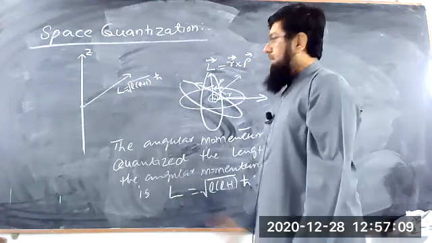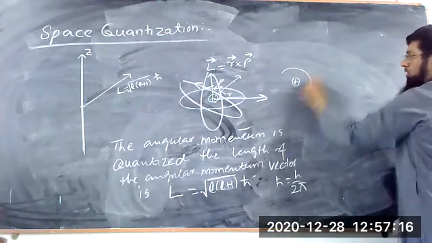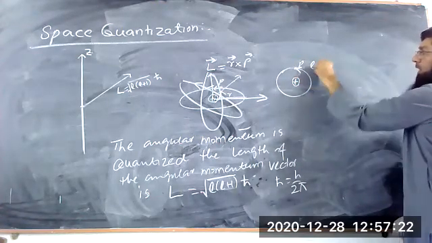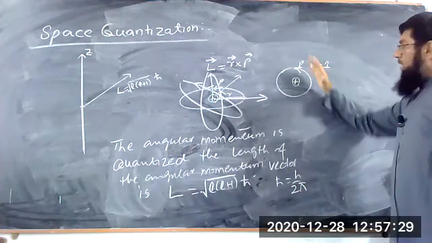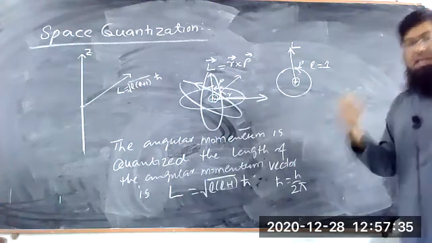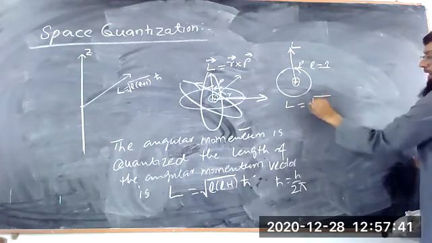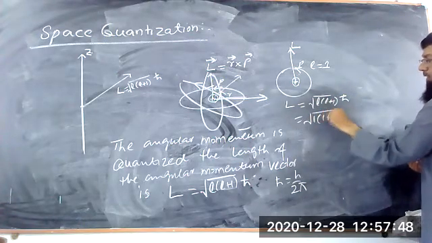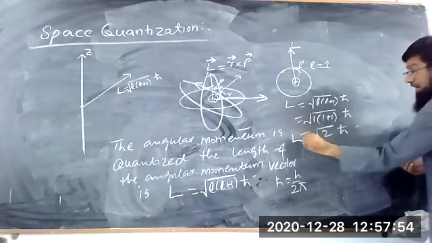For example, let's say this is the length of the angular momentum. This is the nucleus, and the electron is orbiting here in the p orbital. For p orbital, l is equal to 1. So l equal to 1 gives the vector whose length is this L. Now we have to find the length of that vector. The length of L is the square root of l(l+1) times h-bar. This can be written as the square root of 1 into 1 plus 1, times h-bar, which is the square root of 2 times h-bar. This is the length of the vector.